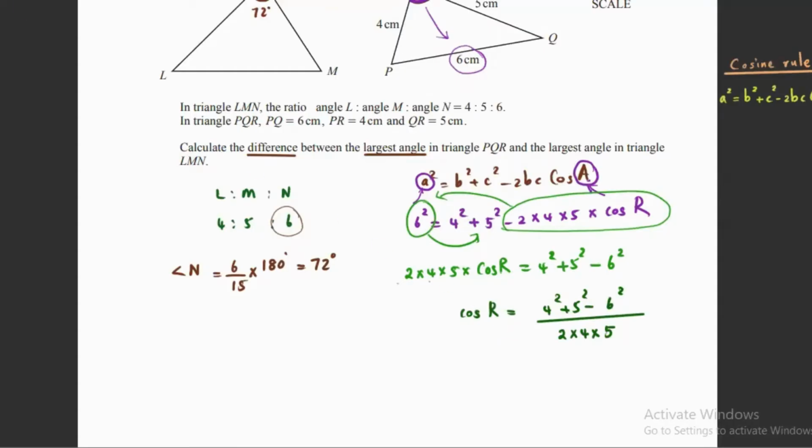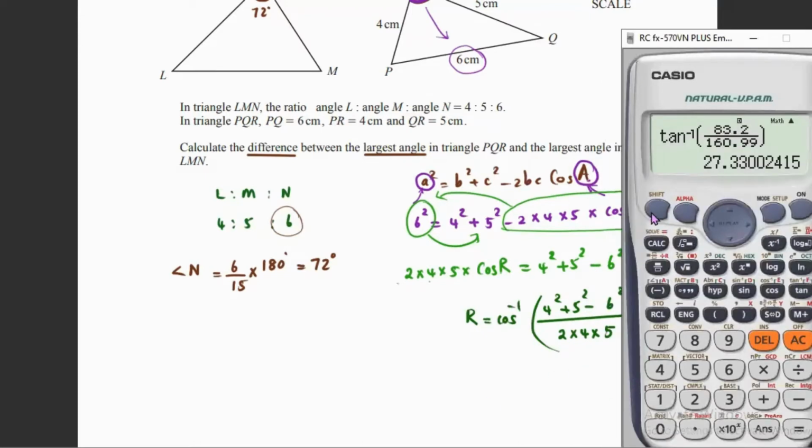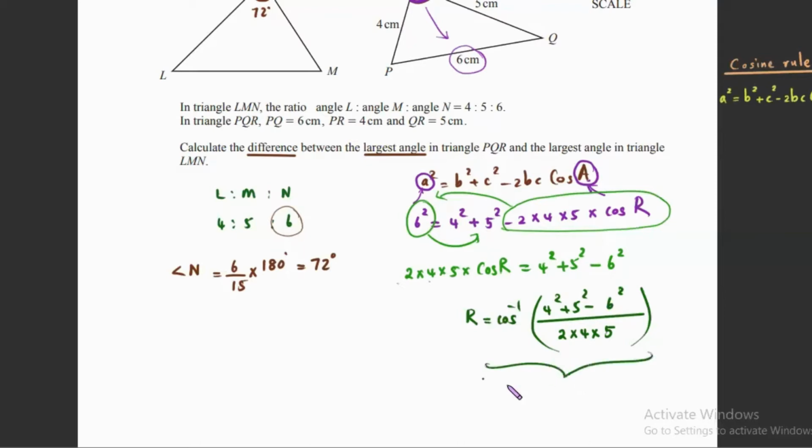I need to find what R is. R is an angle, so in that case I need to do inverse cos of this entire expression that I have. I'm going to directly put this in the calculator: inverse cos of 4 squared plus 5 squared minus 6 squared, and then I need to divide it by 2 times 4 times 5, and close the brackets here. So the answer that I get is 82.82 degrees.